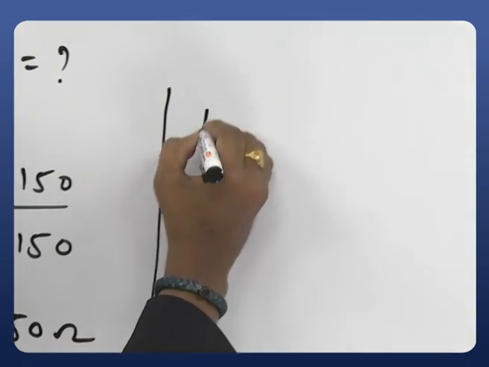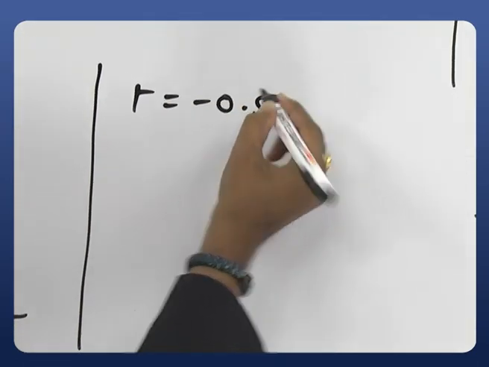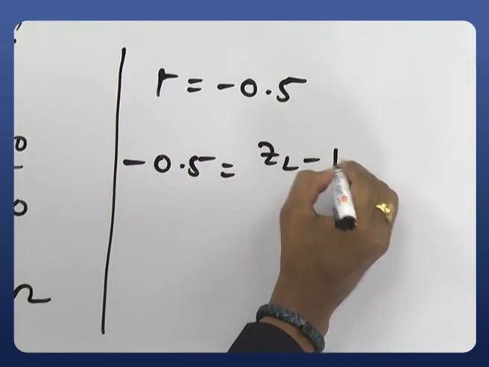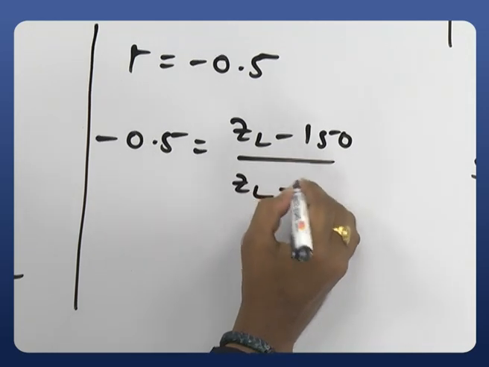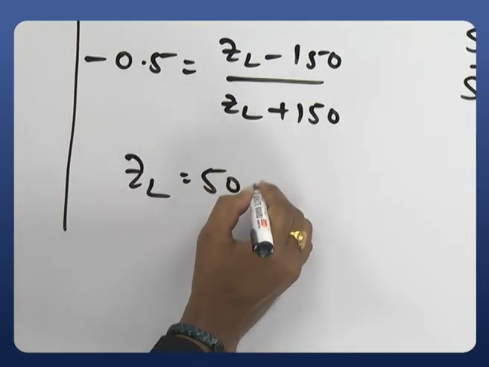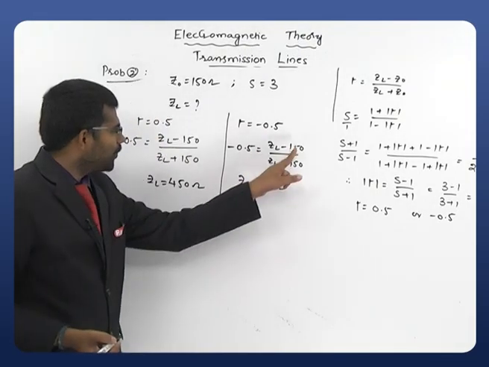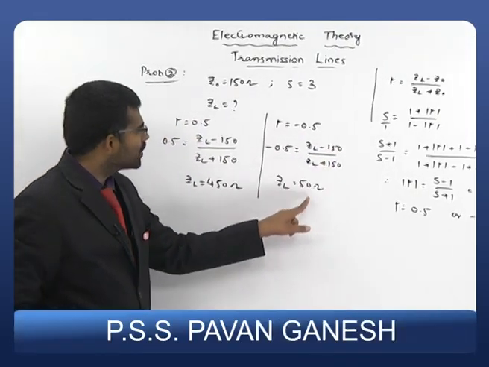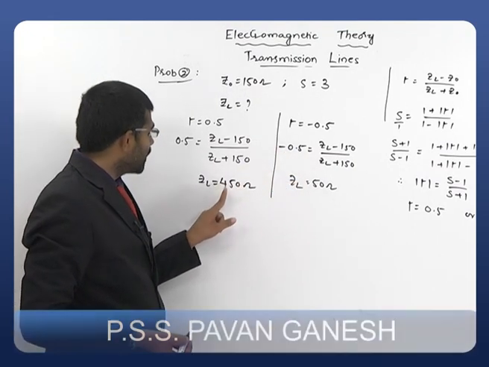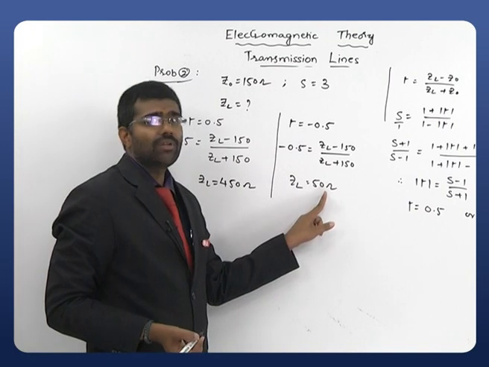And if you consider gamma equal to minus 0.5, then minus 0.5 is equal to ZL minus 150 divided by ZL plus 150, so ZL is equal to 50 ohms. So 50 minus 150 is minus 100, divided by 200 is minus 0.5. So you may get either 450 ohms or 50 ohms.